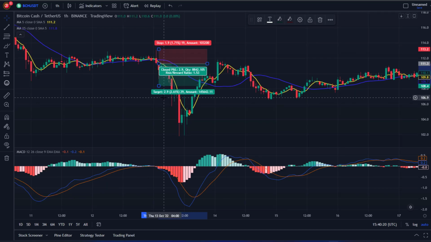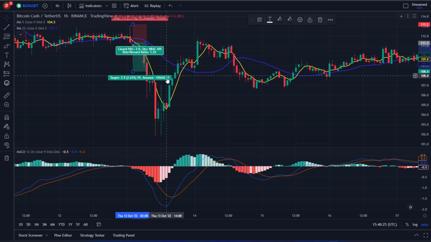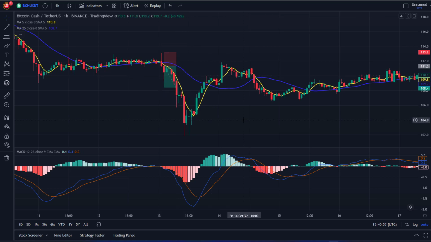Let's say even more. Okay, let's see when we could have achieved that. Here with a 1.5 ratio and something around 4 or 5 hours, we could have reached 2.61% profit, which equals 26% profit if you had a leverage of 10. If you had a leverage of 5, it would have been 12.5%.